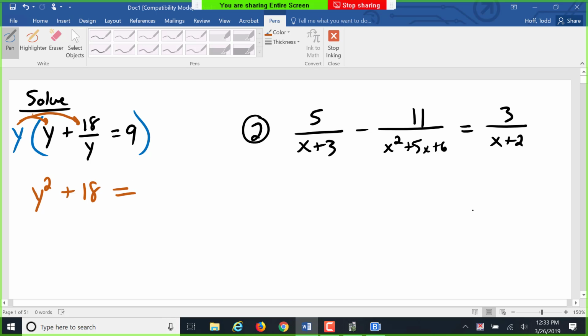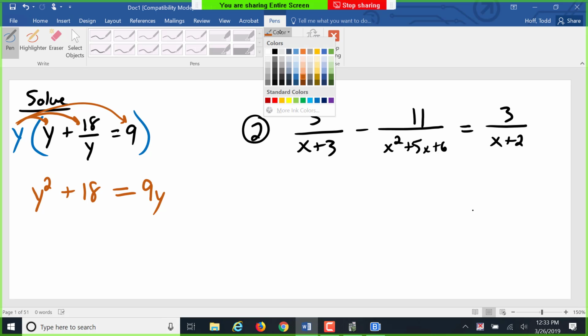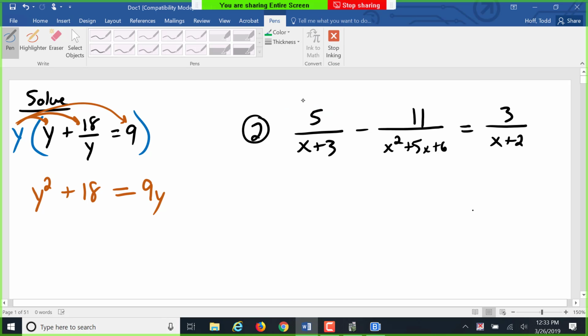equals y times 9, which is just 9y. We're good. So now we need to just solve this. It's quadratic, so we've got a y squared and a y. So to solve it, we need to set it equal to 0 and factor.